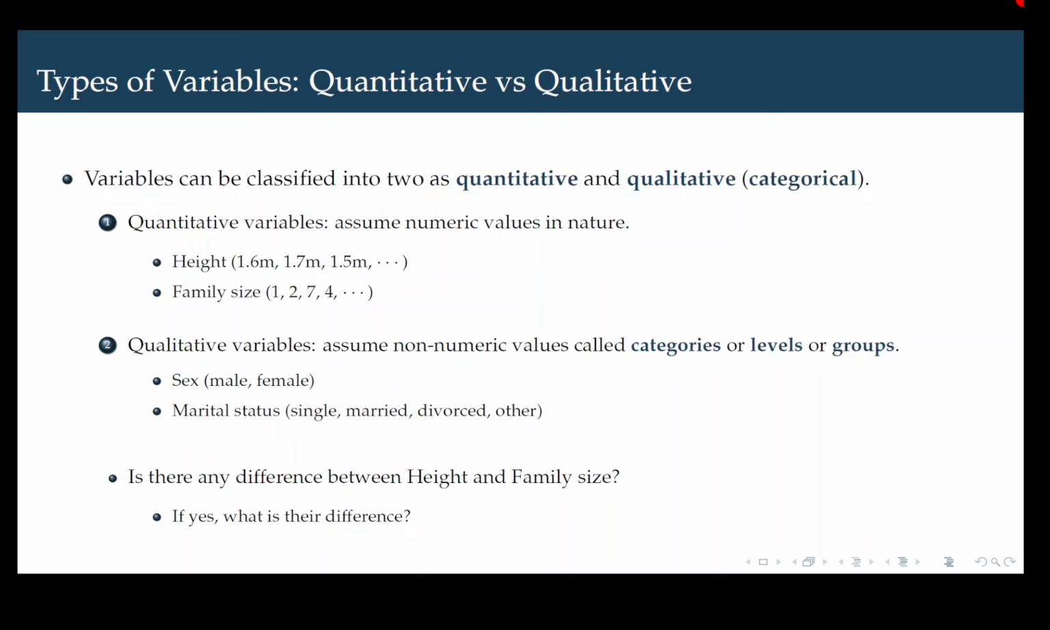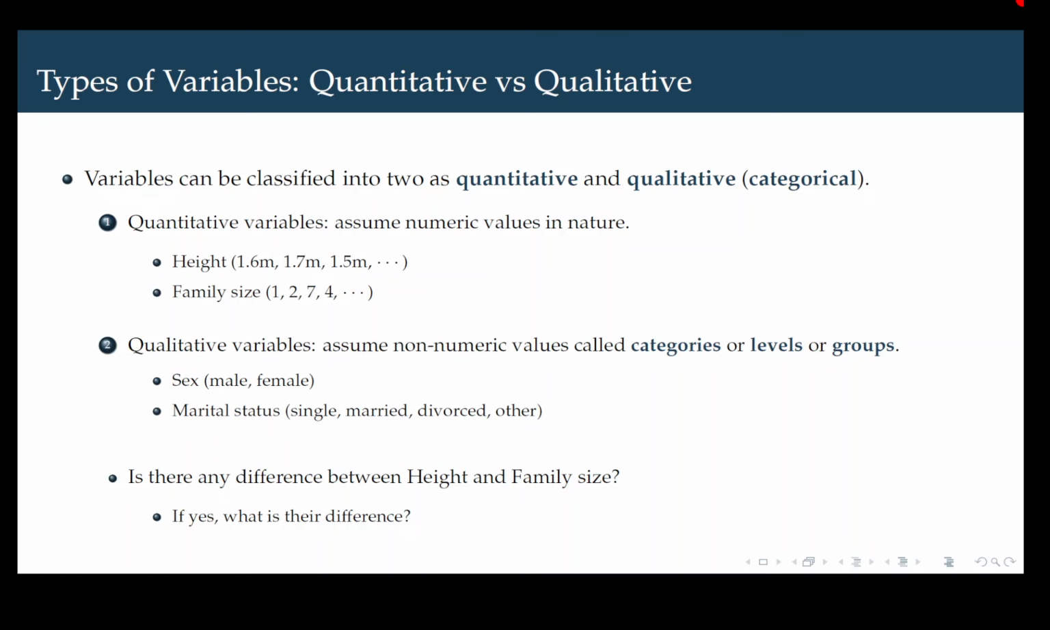And if we consider the second category, which are qualitative variables, these variables assume non-numeric values, which are usually called categories, levels, or groups. For example, if we consider sex, sex assumes values male and female. Then sex has two categories, and these two categories are non-numeric values. Therefore, sex is a qualitative variable. Similarly, marital status assumes values single, married, divorced, and other for this particular example. Therefore, marital status is also a qualitative variable.